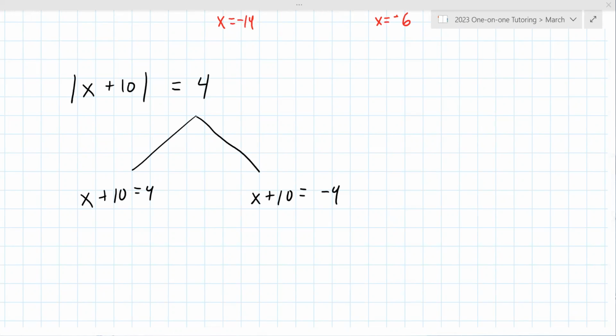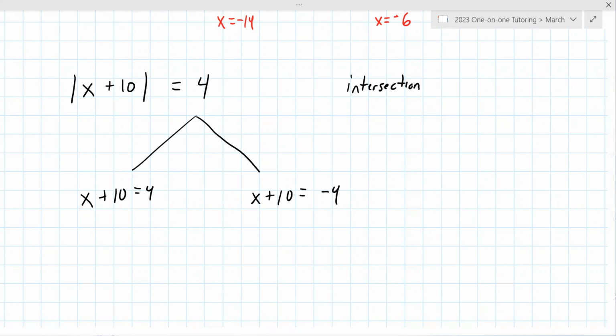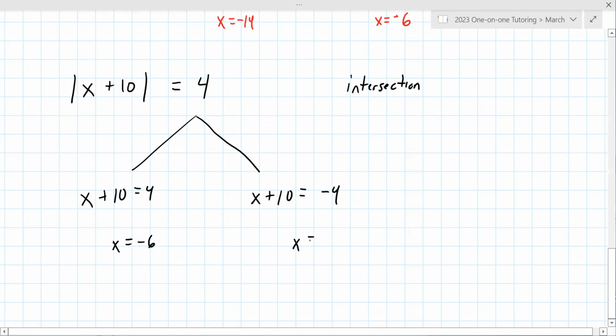Okay, and could you solve these equations for us, please? Would it be x equals -6 and x equals -14? Yes. And that's consistent with the graph here.